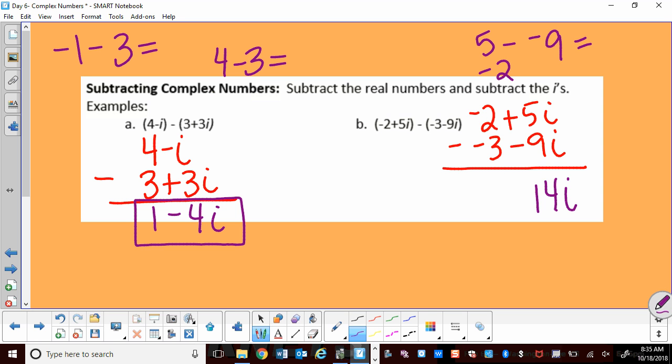And then I have negative 2 minus negative 3. So once again, we have a double negative, so it becomes positive. So that should be 1, right? Positive 1? Yeah. 1 plus 14i. Alright, everyone get those down?